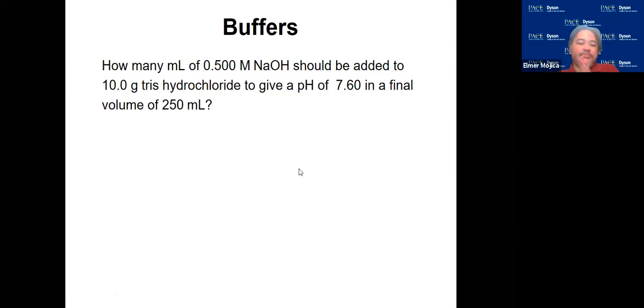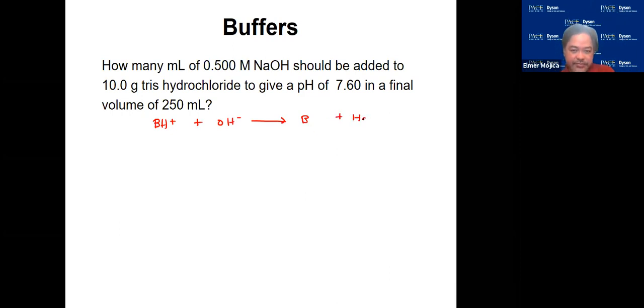So how many ml of 0.5 molar NaOH should be added to 10 gram tris hydrochloride to give a pH of 7.60 in a final volume of 1.20? So here, this is a preparation of a buffer wherein you use right away the hydroxide. If we write this in terms of equations, you have the hydrochloride reacting with the hydroxide to give you the tris and water.